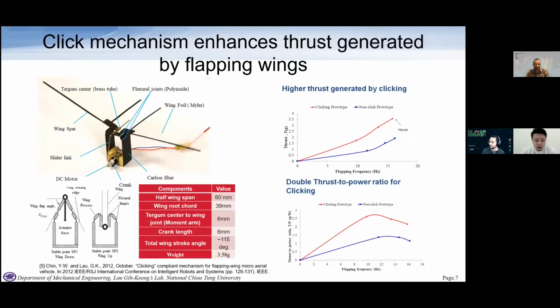To verify whether the click mechanism is effective in flapping wing mechanisms, Dr. Qin Yaowei designed a mechanical prototype to compare the thrust generated with and without the click mechanism. These prototypes have a wingspan of 130 millimeters. It turned out that the click mechanism almost doubled both the thrust and the thrust to power ratio.